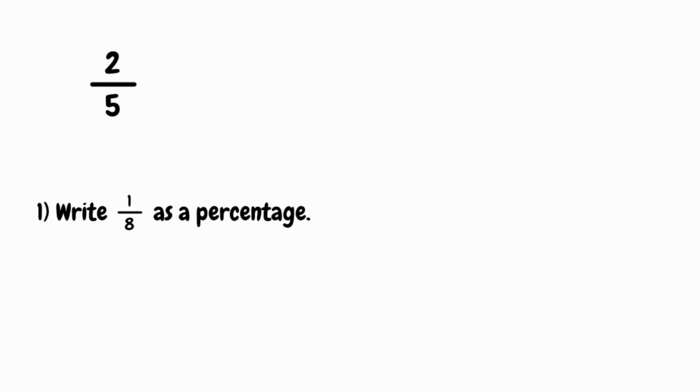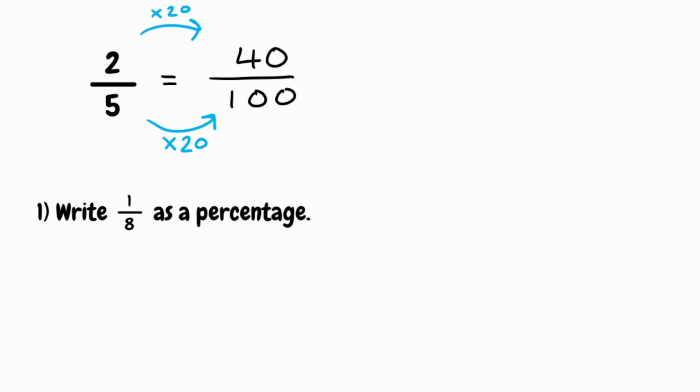We could easily convert this into a percentage because I can find an equivalent fraction to this that is over 100. And we can do this because 5 is a factor of 100, so that must mean that I can get from 5 to 100 by multiplying by some number. Well, we can do that by multiplying by 20. So then we do exactly the same to the top. We do 2 multiplied by 20, which would give us 40. And then whenever I've got a fraction over 100, I know that the numerator is therefore the percentage.